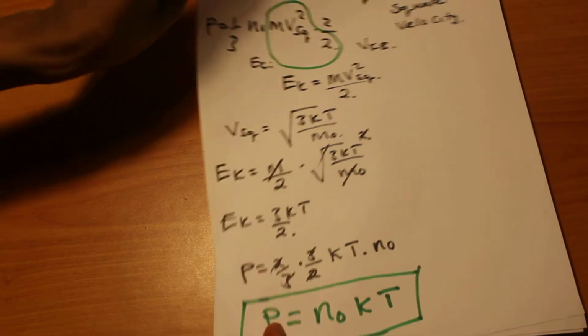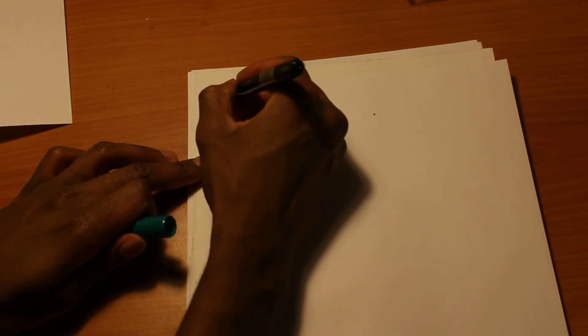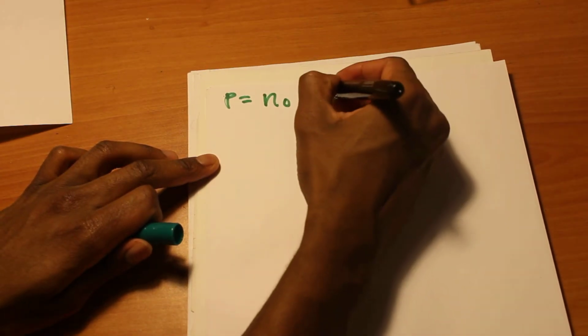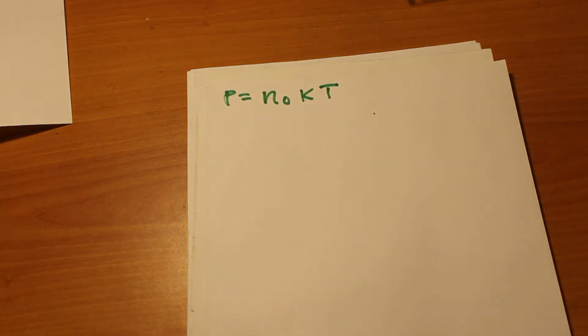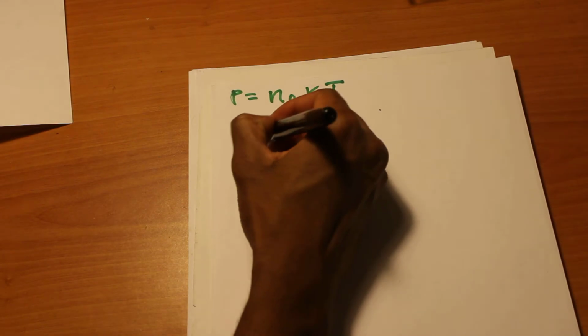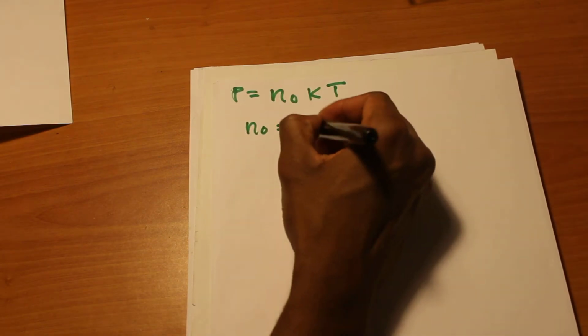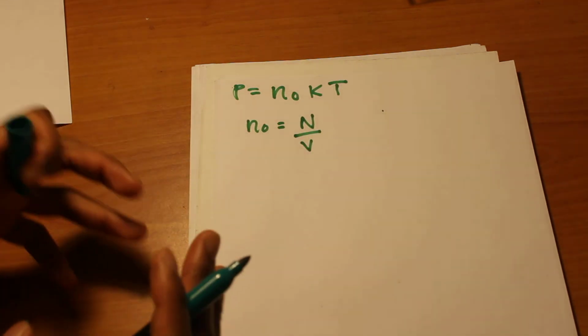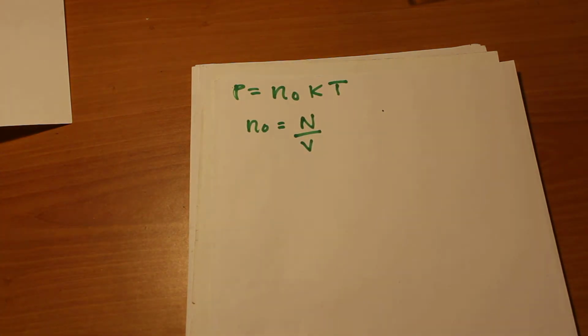And then, let me rewrite this equation here for simplicity's sake. We're going to say pressure is equal to the number of moles multiplied by the Boltzmann constant times the temperature. From here, if you remember well, we know that the number of moles is equal to the number of molecules over the volume. The number of molecules that is contained within a gas, divided by the volume of that gas, will give us the number of moles.